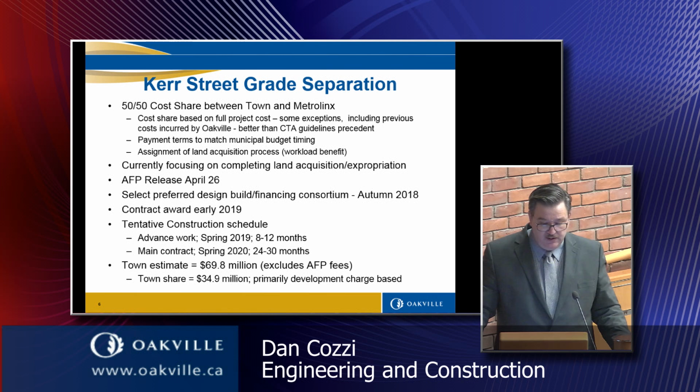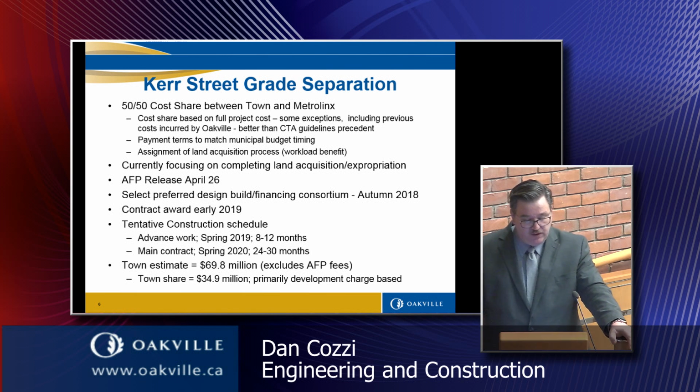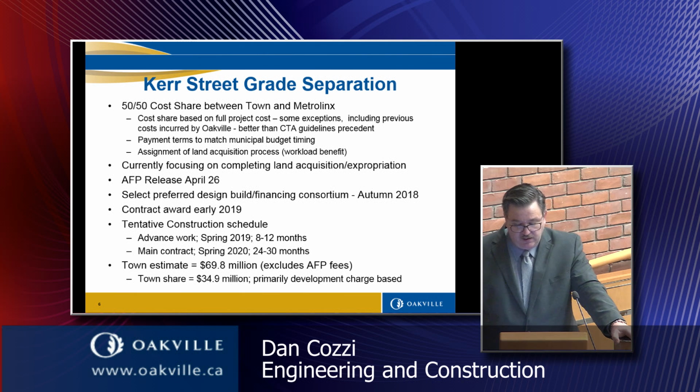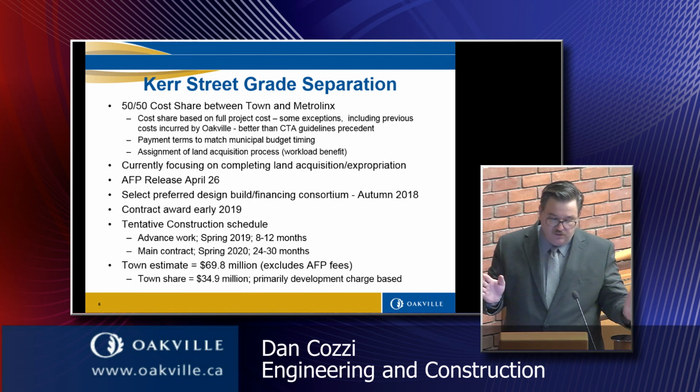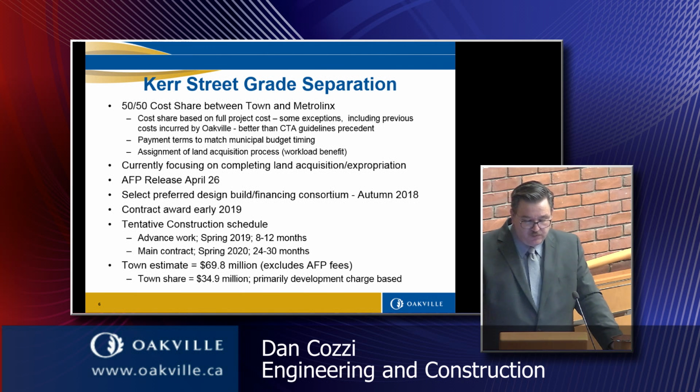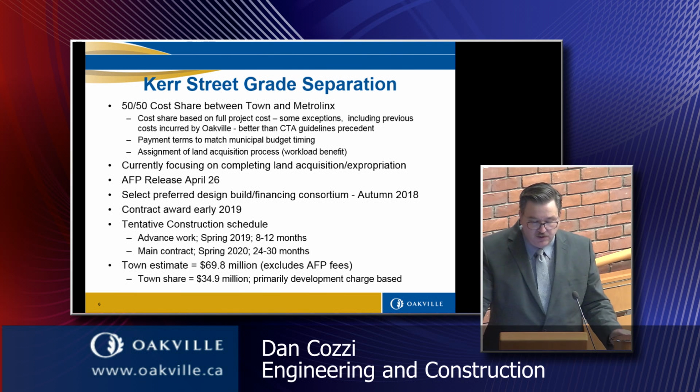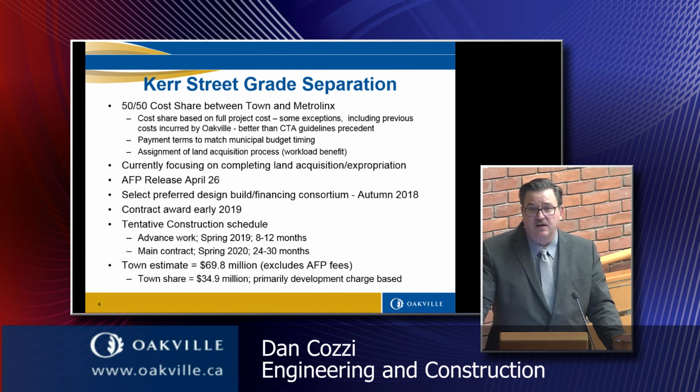They are releasing this, as I said, as part of the Burl Oak AFP next week. A similar timeline. They would like to select a preferred consortium in the autumn and award the contract early in 2019. Now, the tentative construction schedule, we're not as sure on, not that we were 100% sure on Burl Oak either, but on Kerr, what we believe will happen is advanced work could start in the spring of 2019, which would take the rest of the year, 8 to 12 months.